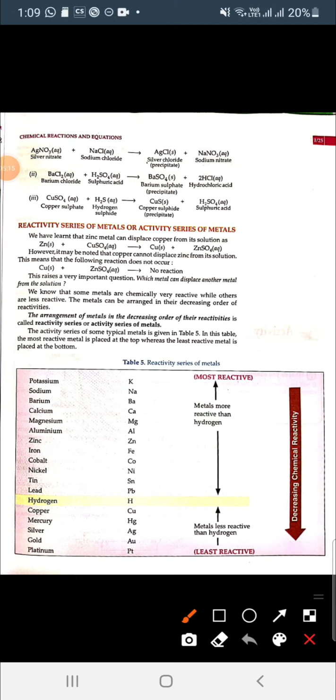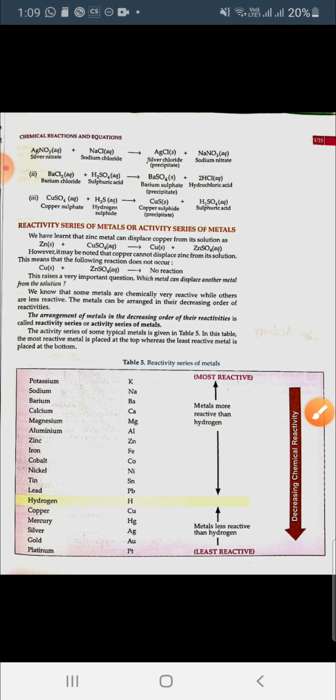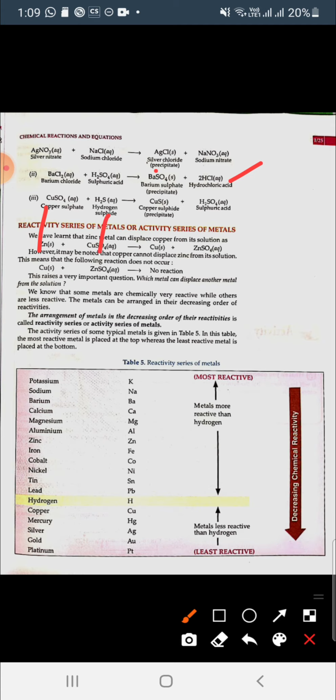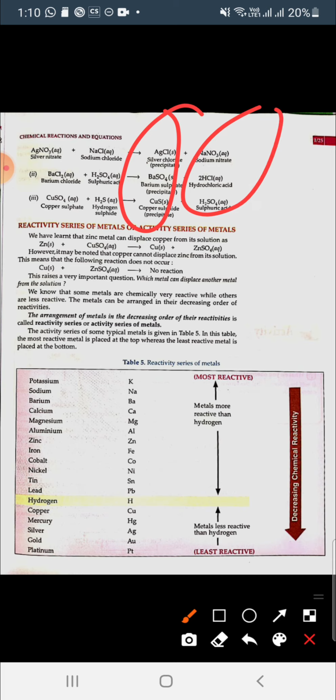You can see AgNO3 plus NaCl gives you AgCl and NaNO3. Metal ions are exchanging with each other. BaCl2 plus H2SO4 gives you BaSO4 and HCl. CuSO4 plus H2S gives you CuS plus H2SO4. So metals are interchanging with each other to form different compounds.